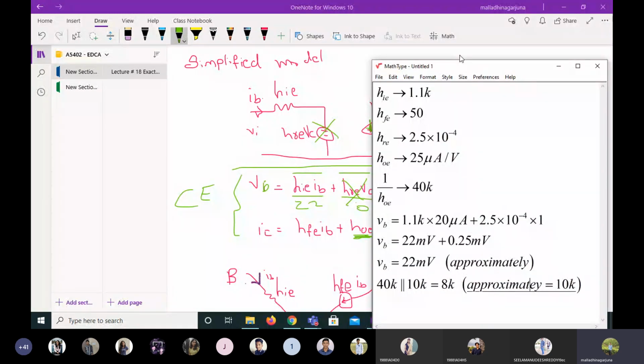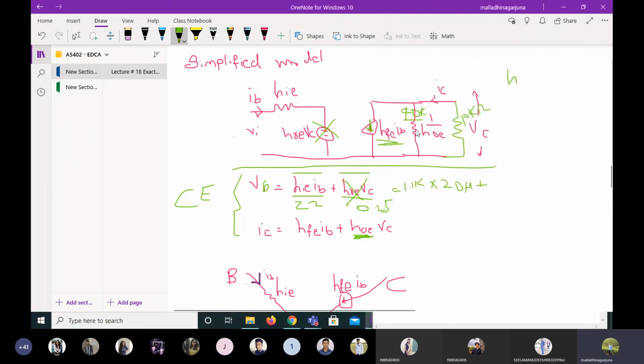Okay, so approximately it is 10k only. Even if you connect the 1 by hoe, 40 kilo ohm resistor in the circuit diagram, which is parallel to the load resistance, the resulting load is again 10 kilo ohm. Then what is the use of this 40 kilo ohm resistor in the circuit diagram? Okay, so there is no use of that 40k.